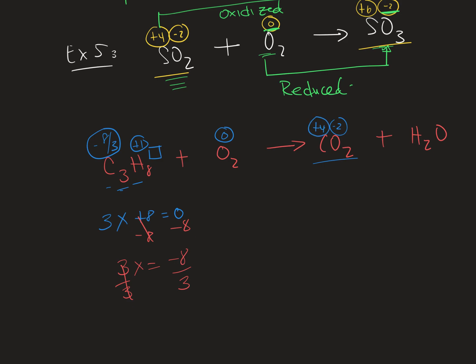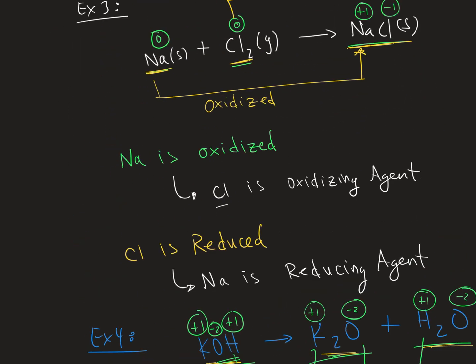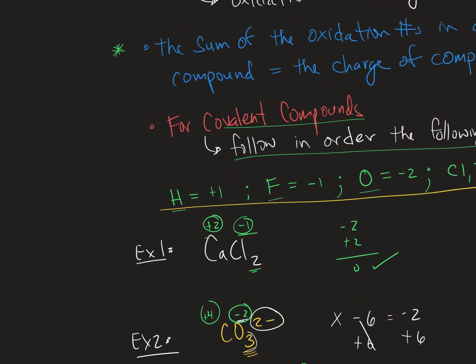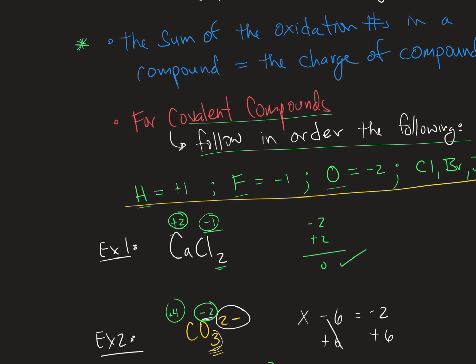And water, we just did it a couple of times already. +1 for hydrogen, there's 2 of them, that's +2. This has to be -2. Why oxygen then? In this one, we go back to our rule. This is a covalent compound, we have to go in this order. There's no hydrogen, no fluorine, but there is an oxygen. That's why.